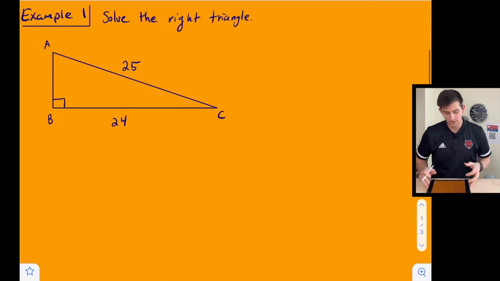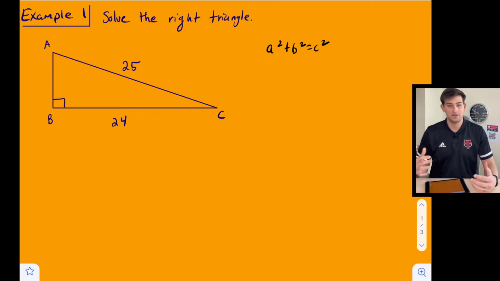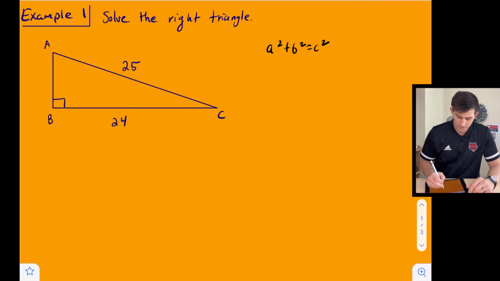So for example one, it just says solve the right triangle, we're given two side lengths. Okay, so now we're going to start off with a squared plus b squared equals c squared, right? That's our Pythagorean theorem. And we are given one leg and the hypotenuse of this right triangle. So let's just say 24 squared plus b squared equals 25 squared.